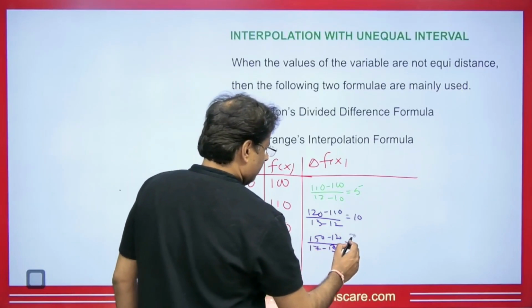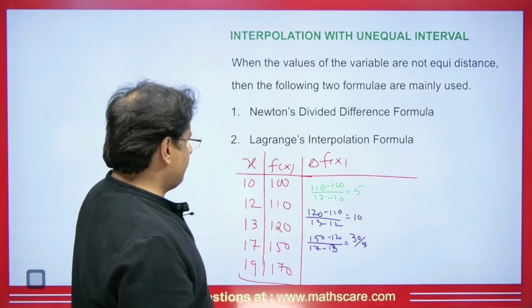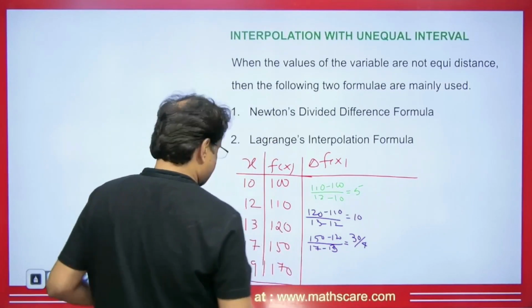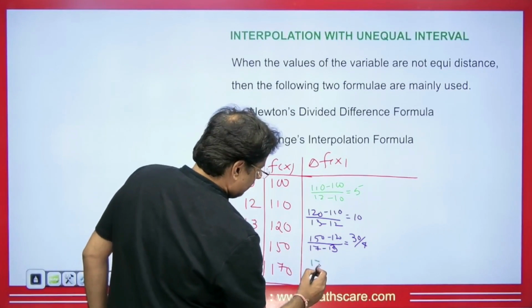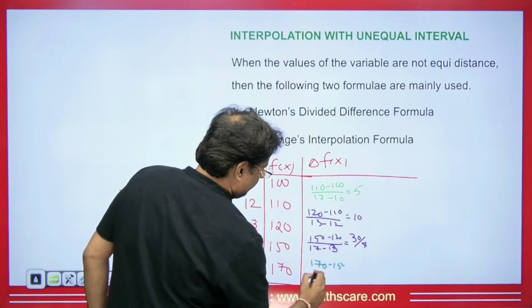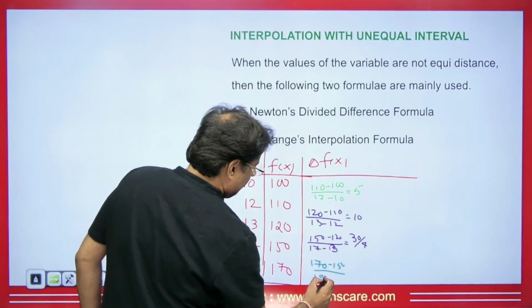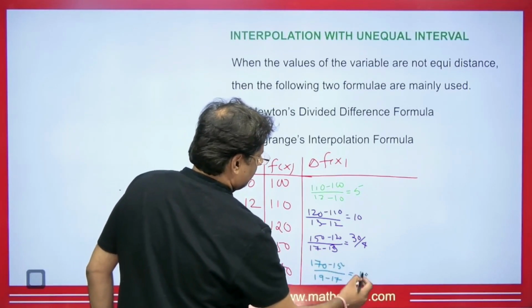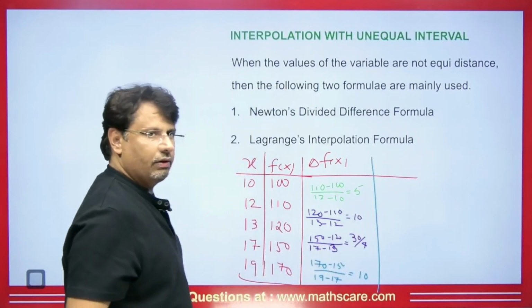So from here, the value we will get is 30 by 4. Here we will find its value. How will we calculate its value? So this will come here as this minus this. That is 170 minus 150 divided by, this will be 19 minus 17, right? From here, its value will be 20 by 2, which means 10. Clear? So this will be the value here.